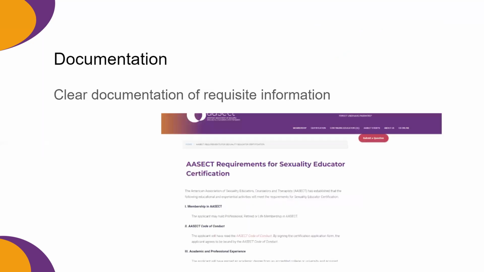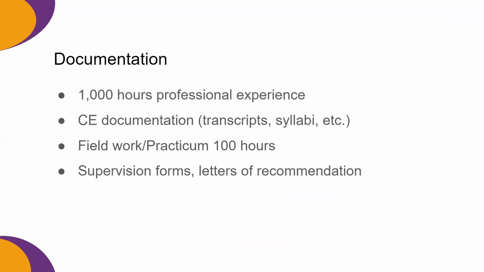And then documentation. Clear documentation of all the requisite information on the website is pretty important for the application process or for the review process. You can find those on the Requirements for Sexuality Educator Certification website. If you were to read that and follow it pretty explicitly, that should be everything that you need. But to be fair, I understand that sometimes it can be a lot of information and maybe not clearly listed.